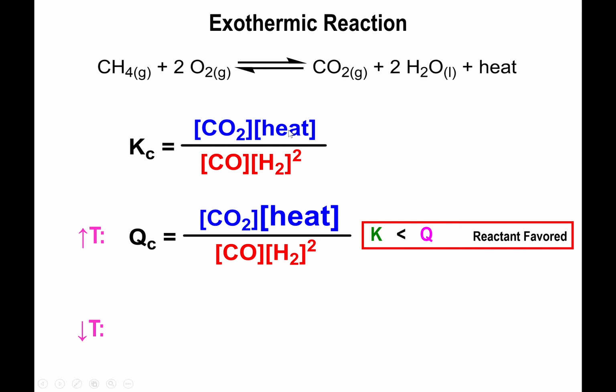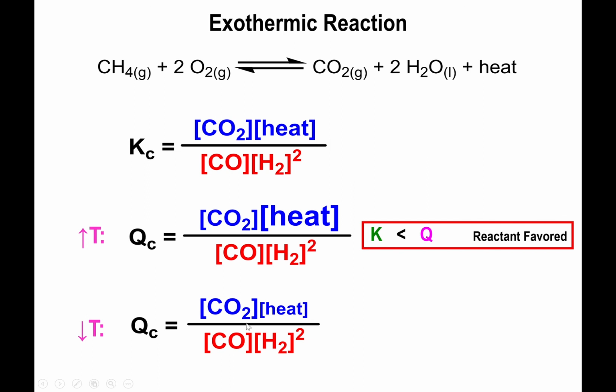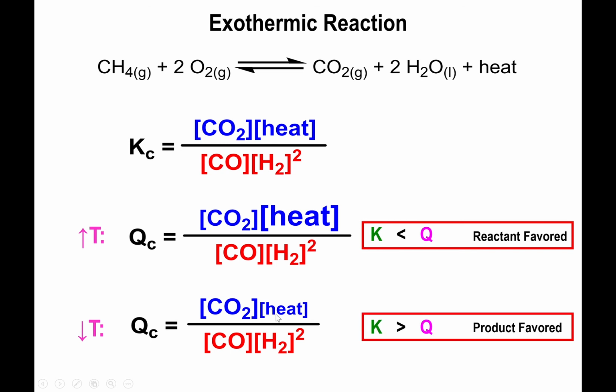Now, decreasing the temperature, however, as I was telling you, will decrease the amount of product because heat in an exothermic reaction is on the product side. And so that will make your Q smaller than your K, and now you're going to favor products. So in the exothermic reaction, you want to decrease the temperature to favor the products.